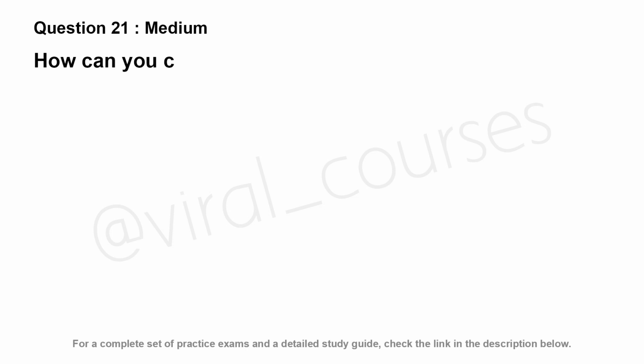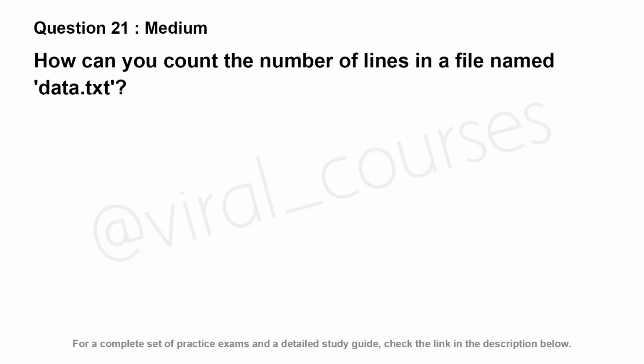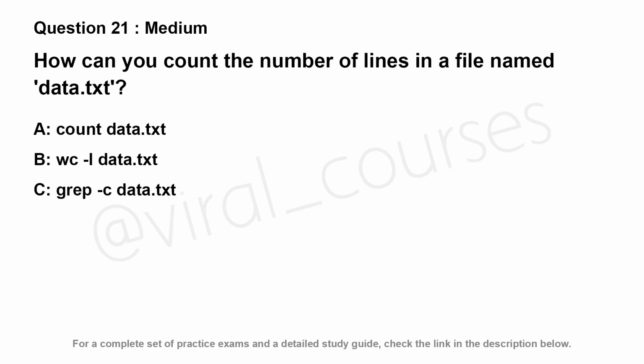How can you count the number of lines in a file named data.txt? Option A, count data.txt. Option B, wc -l data.txt. Option C, grep -c data.txt. Option D, lines data.txt.